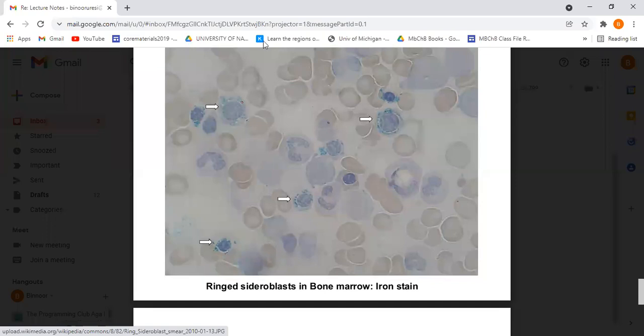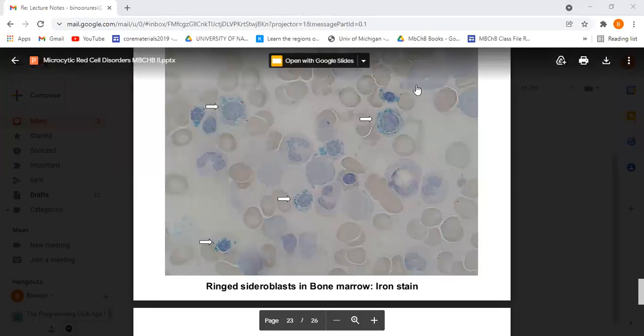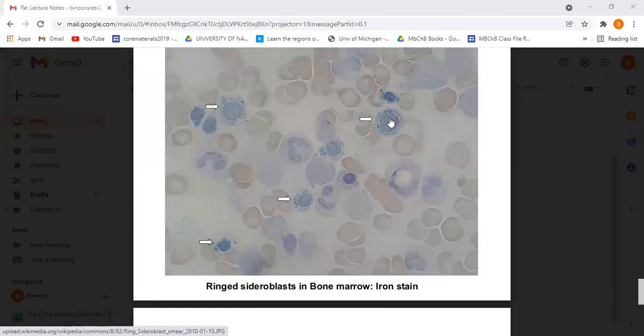So the precursor of the red cell normally has a nucleus before it goes to the peripheral blood, where it's non-nucleated. But within the bone marrow, it has a nucleus. You can see that, yeah, it's a nucleus. Then you can see around it, that ring of iron deposited around it. That's called the ringed sideroblasts. So you find them in sideroblastic anemias. The next slide. So this is, you use the same stain, the Perls stain, to detect that iron.